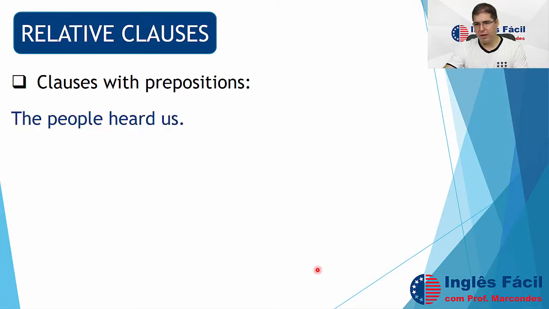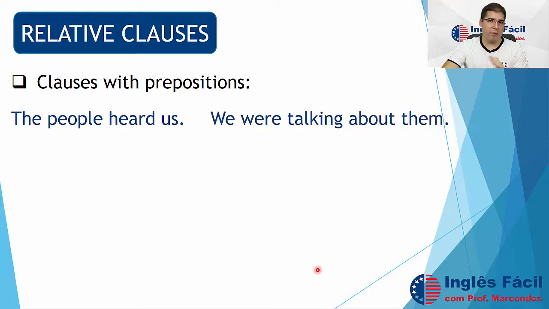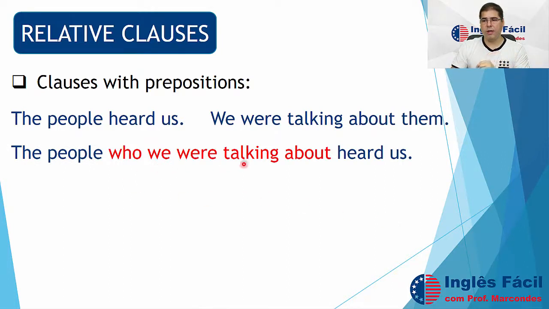Let's see some examples. The people heard us. Main sentence. We were talking about them. We were talking about the people, right? Let's add these two sentences together. So, the people who we were talking about heard us. Now, pay attention. We have here the preposition about, and it stays in the same place it was. Look, I took this them out. I'm not using them anymore. I replaced them by who, correct? Them, the people. It's people, of course, I can replace by who. So the people who we were talking about heard us. You see, the preposition stayed in the same place, okay?